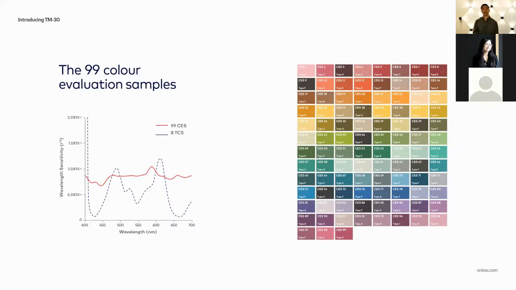And the 99 colors, as you can see on the left-hand side, is fairly flat in terms of sensitivity. So there's no key bias there. But as you can see with the 8 test color samples that you saw in CRI, there's many peaks and troughs. So you can kind of get away with it, essentially.